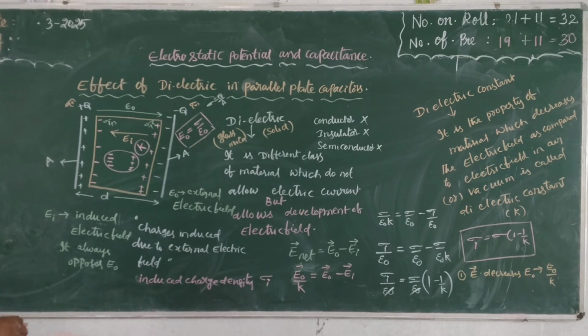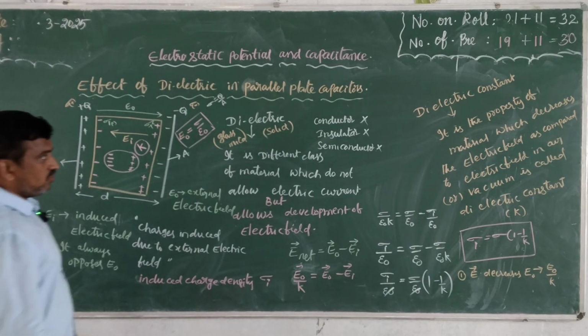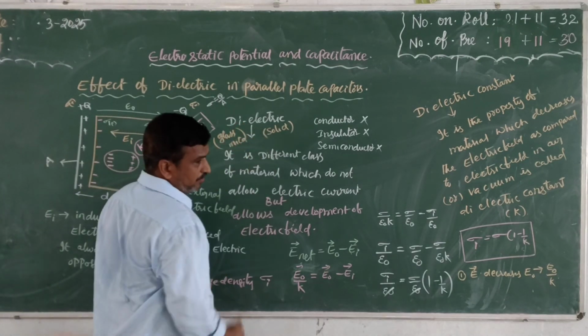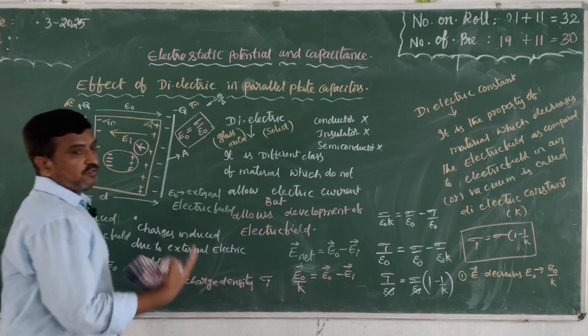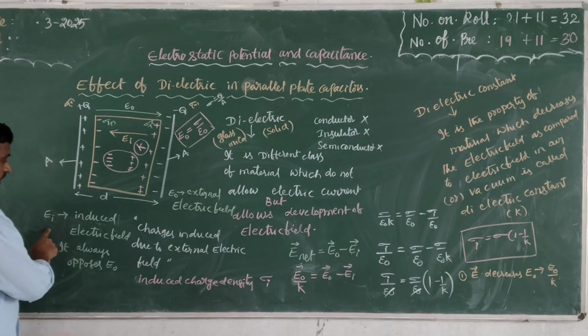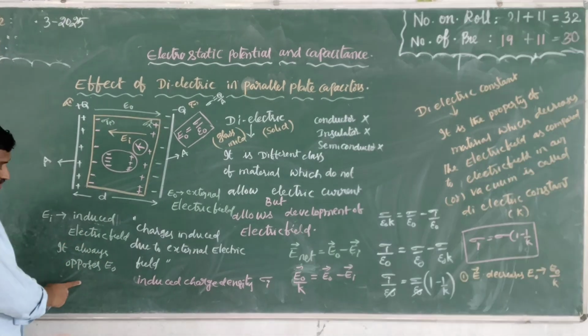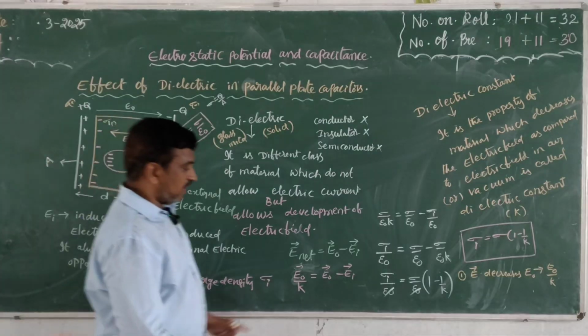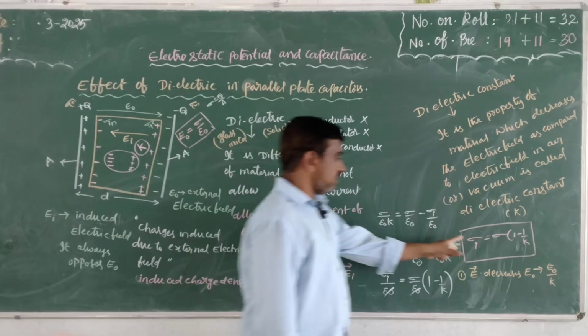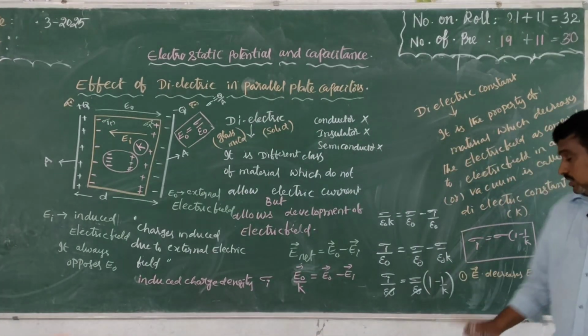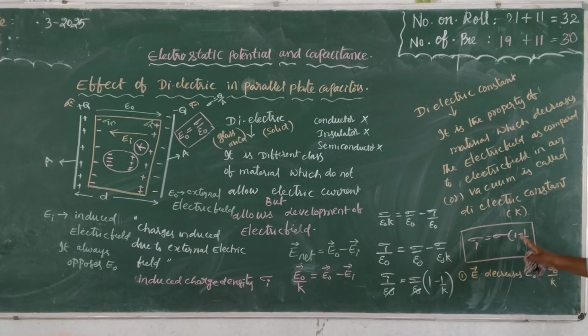Now we discuss potential and capacitance. So, understood? A dielectric is a different class of material which does not allow electric current but allows development of an electric field. The induced charge's individual electric field, E I, always opposes E naught. So the net electric field, E naught by K, equals E naught minus E I. So the induced surface charge is sigma I equal to sigma into 1 minus 1 by K.